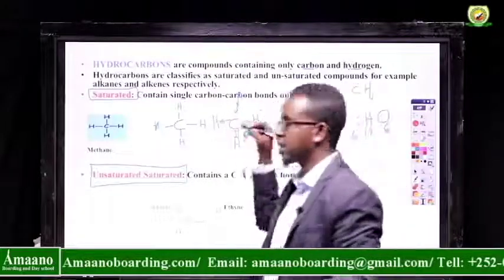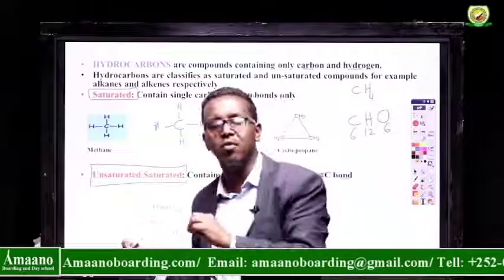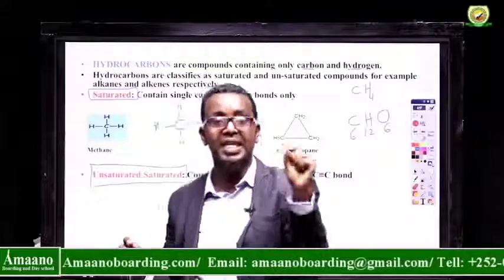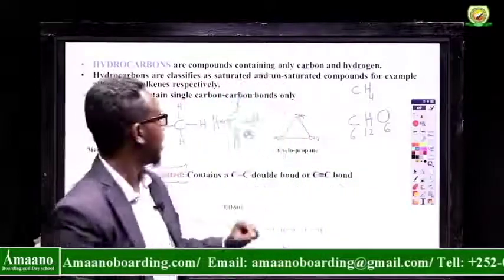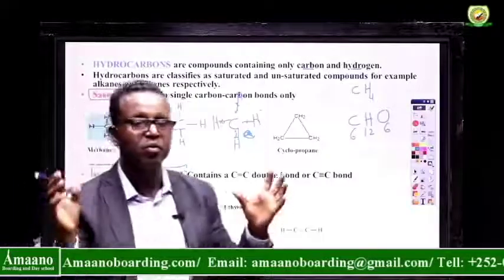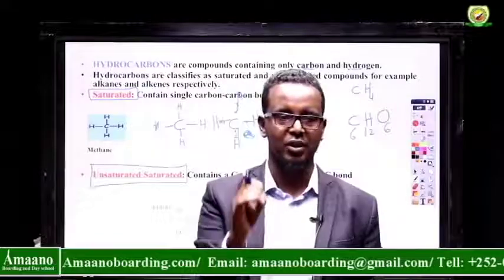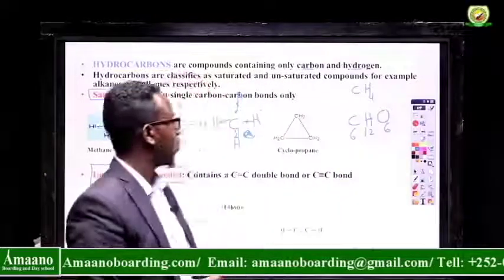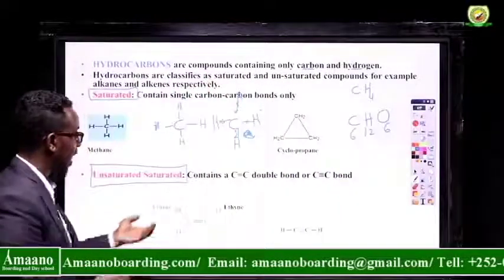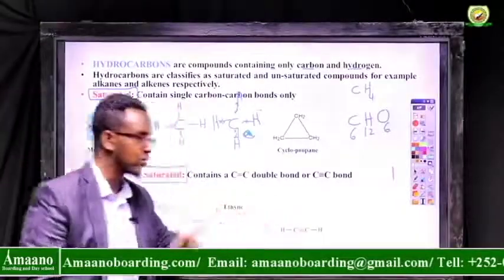So at this time, carbon can form 4 single covalent bonds. When it contains 4 single, separate covalent bonds, it is supposed to be saturated. We can put it another way: every possible location is attached by hydrogen. At that time, it is called a saturated hydrocarbon.